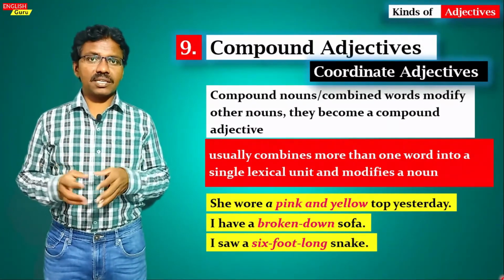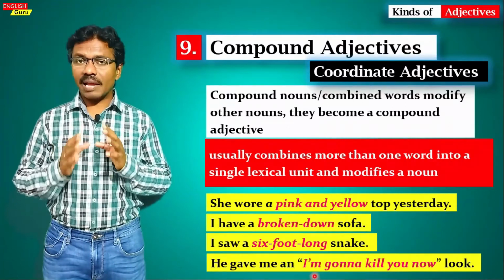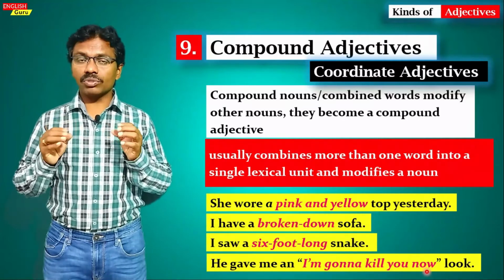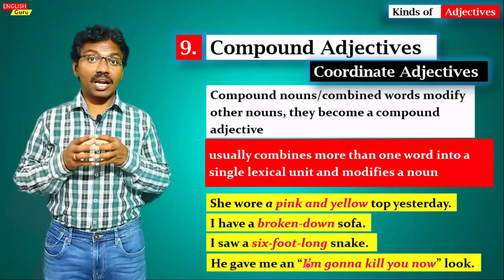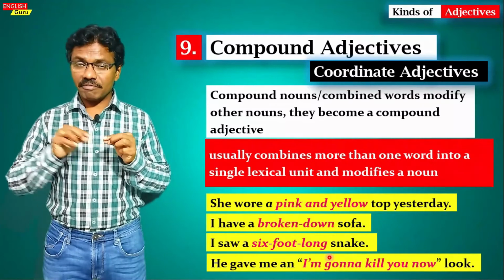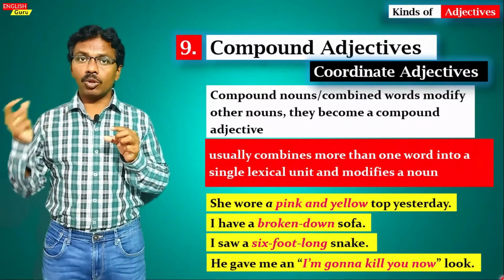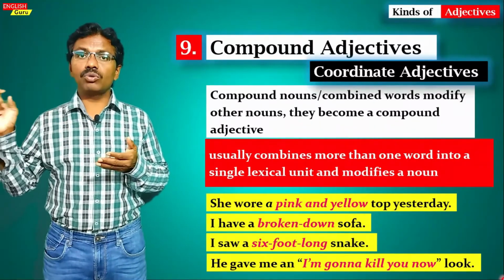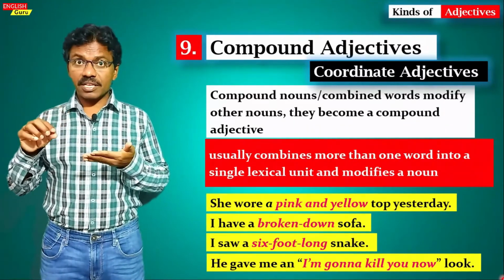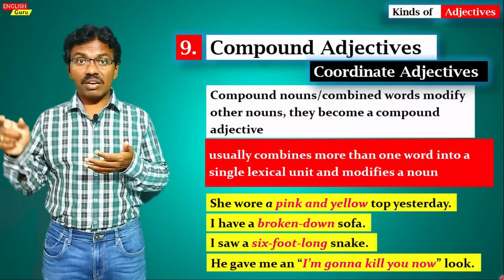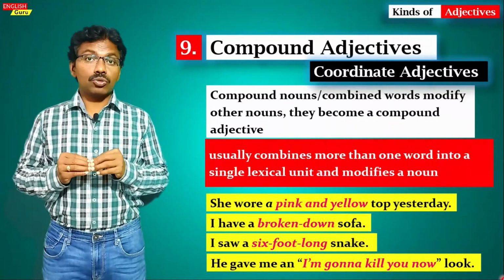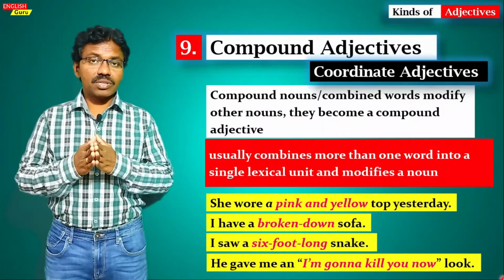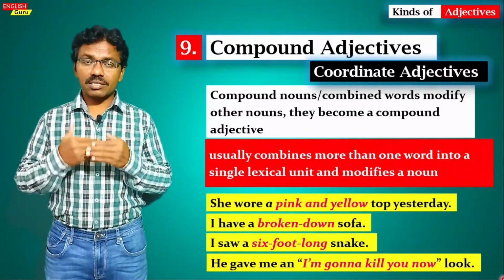And if we see the next sentence, he gave me an I'm-gonna-kill-you-now look. So here, I'm gonna kill you now, the entire phrase is a compound adjective. The entire phrase is qualifying the noun look. So this is called a compound adjective or coordinate adjective. Compound adjectives are nothing but compound nouns used as an adjective.